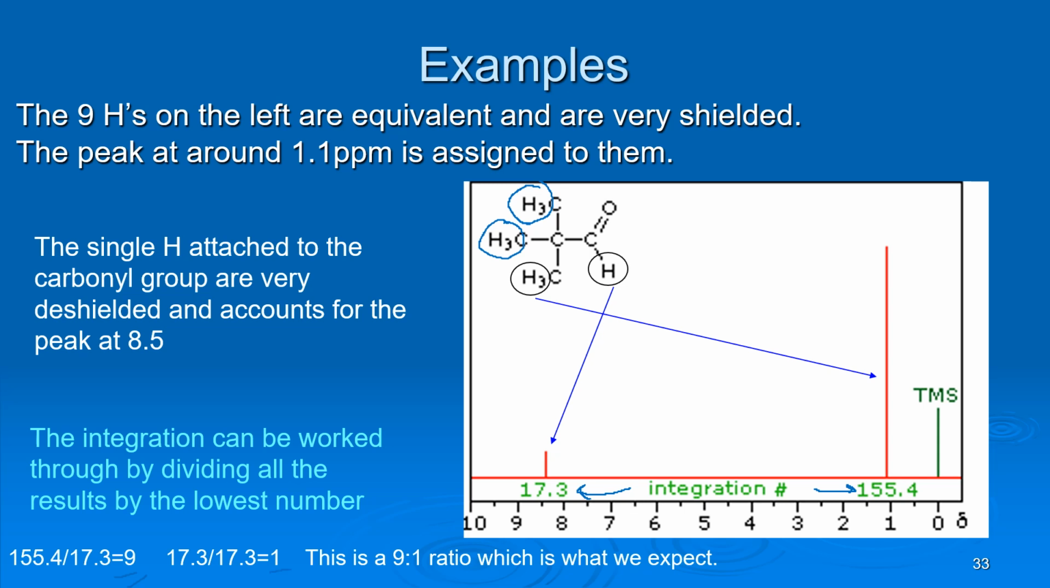They may not come out exactly perfect, but they should come out close to a whole number. So this means that the area under this peak is equal to 9, and the area under this peak is equal to 1. So that's a 1:9 ratio, which is what we expect.